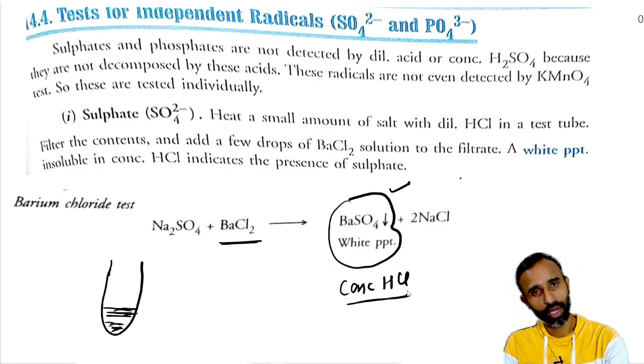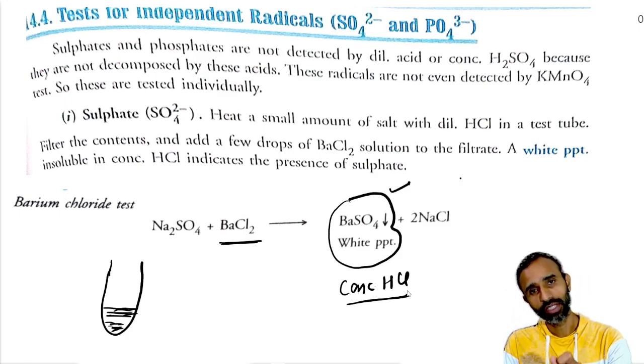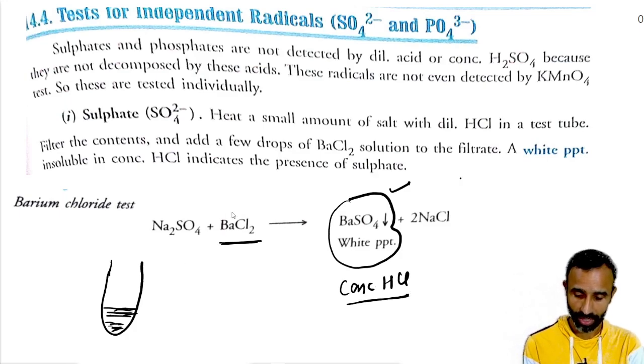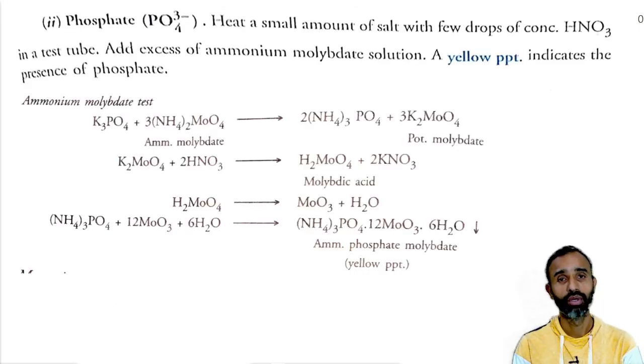So I hope you understood. We take a small amount of salt, we add dilute HCl and then filter it, and in the filtrate we add a few drops of barium chloride. And if a white PPT, which is insoluble in concentrated HCl, appears, that indicates the presence of sulfate. And this is the reaction, barium sulfate, white PPT.